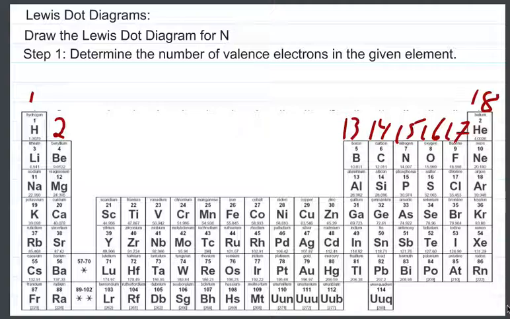The shortcut says that the number of valence electrons in an element are the same as the group number for groups 1 and 2, or the second number in the group for groups 13 through 18. So nitrogen is in group 15, therefore it has 5 valence electrons.